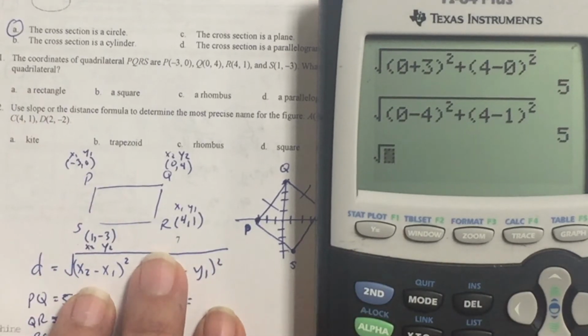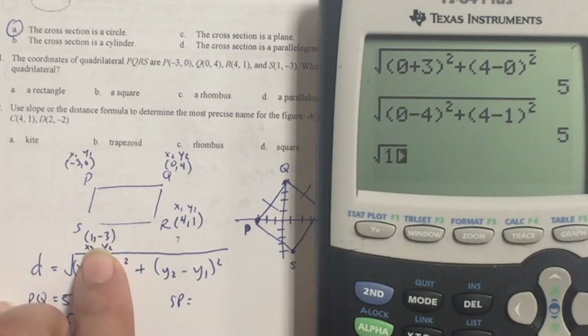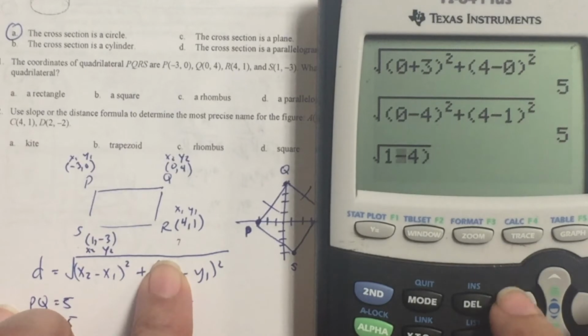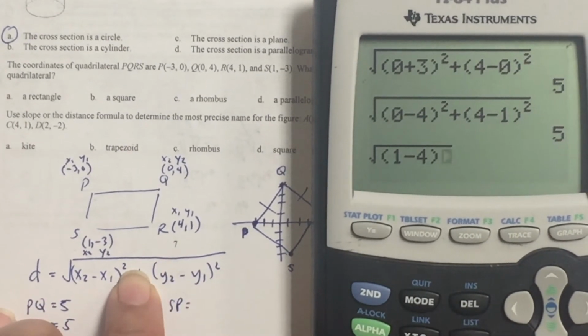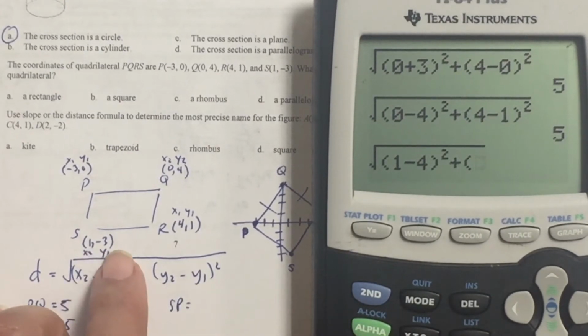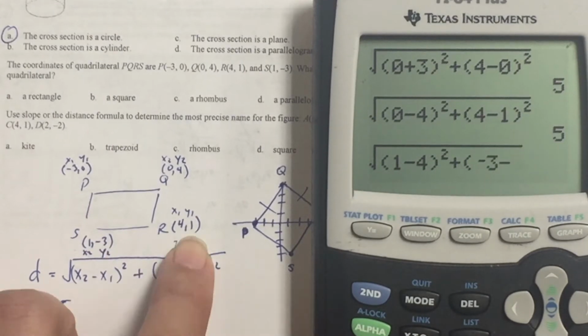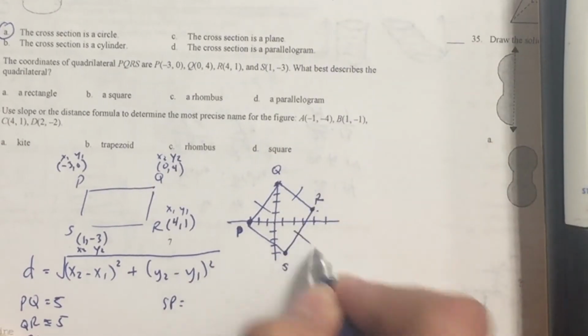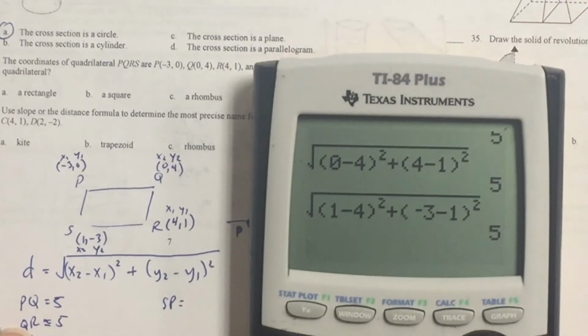So again, square root of X2, which is 1, minus X1, which is 4, close parentheses. Oh, I forgot to open parentheses. Open parentheses, 1 minus 4, close parentheses, squared, plus y2, which is negative 3, minus y1, which is 1, close parentheses, squared, enter, 5. So far so good. It's looking like it's going to be a square.